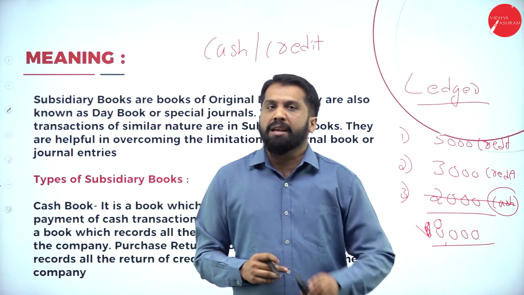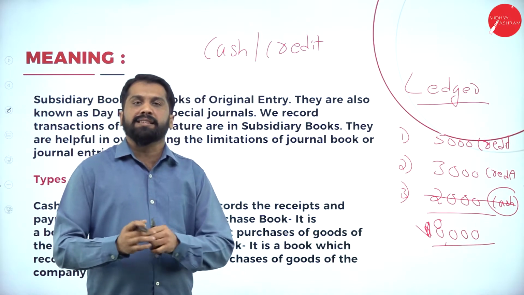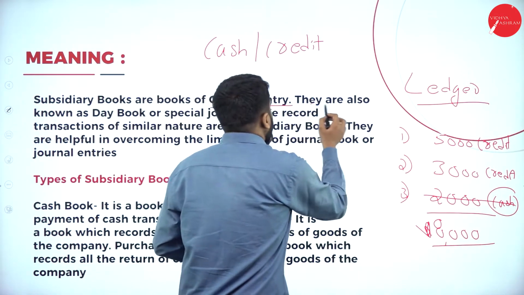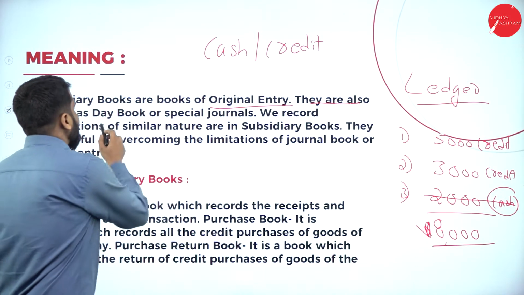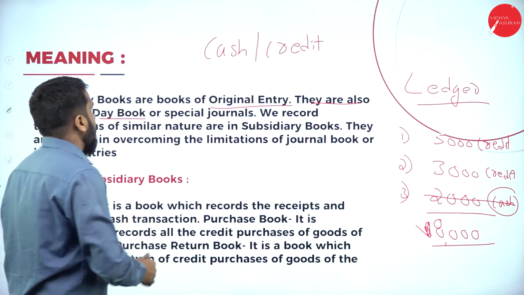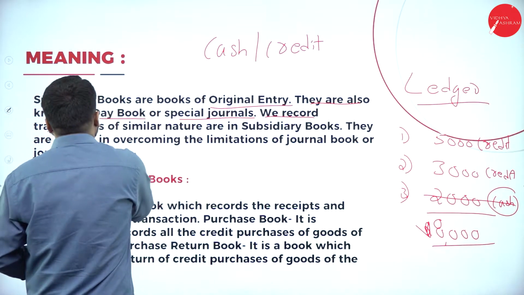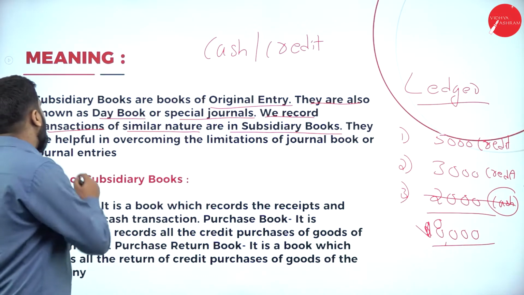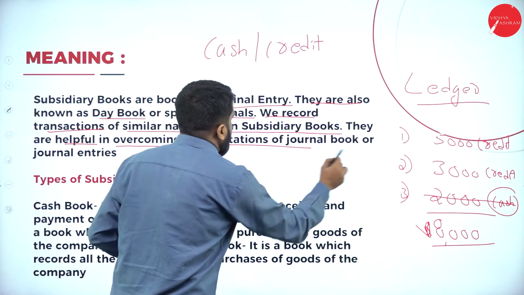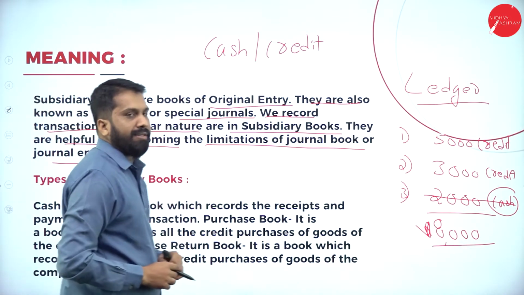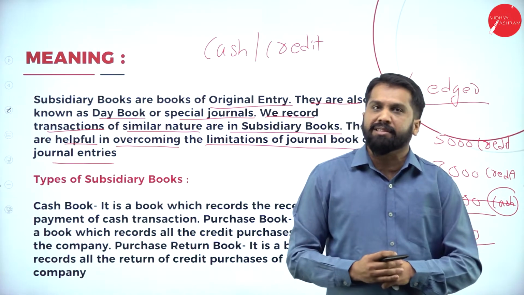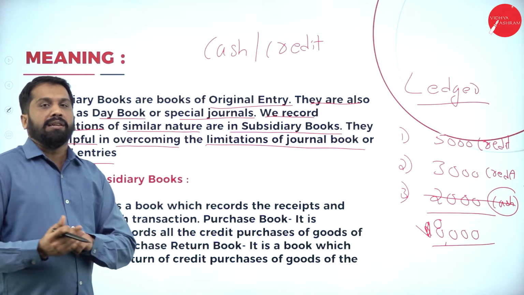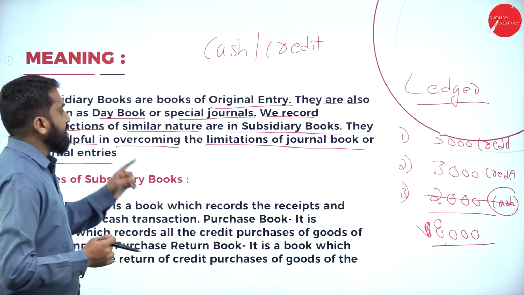Now, there is a difference between your journal, ledger as well as subsidiary books. Now, subsidiary books are books of original entry. They are also known as day book. They are special journals. We record transactions of similar nature in subsidiary books. Now, they are helpful in overcoming the limitations of journal book or journal entries. In the journal entries, we have so many disadvantages. Disadvantages, we call it as limitations. Those limitations are overcome with the help of subsidiary books.